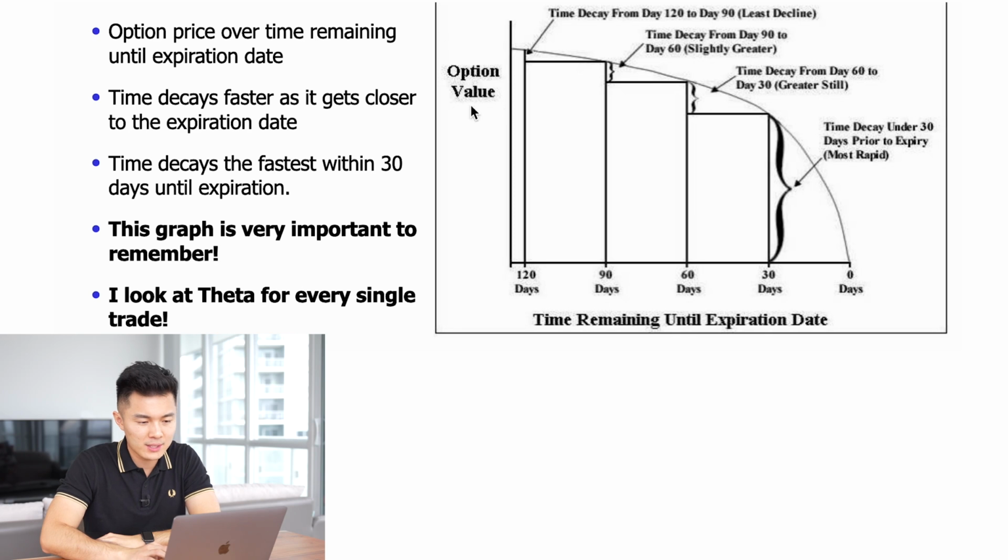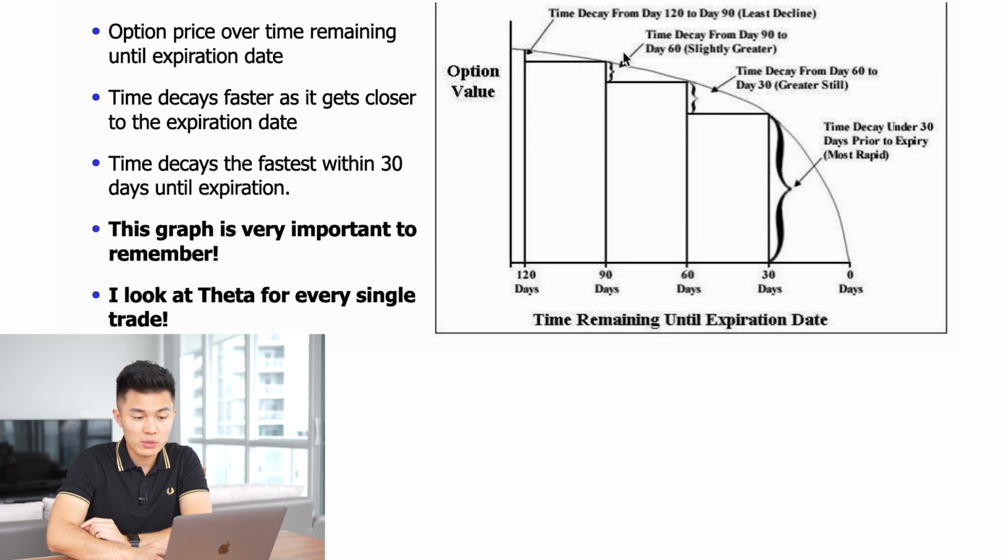So the vertical axis is the option value, which is the option price. And the horizontal axis is the time remaining until the expiration date. So as you can see, the line over here is the value of theta. And you can see that at this point, we're at around 120 days, 90 days, 60 days, 30 days, and 0 days.